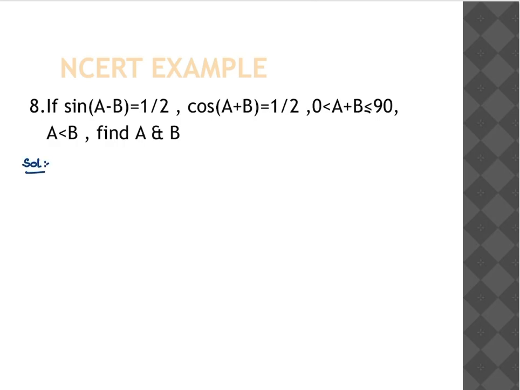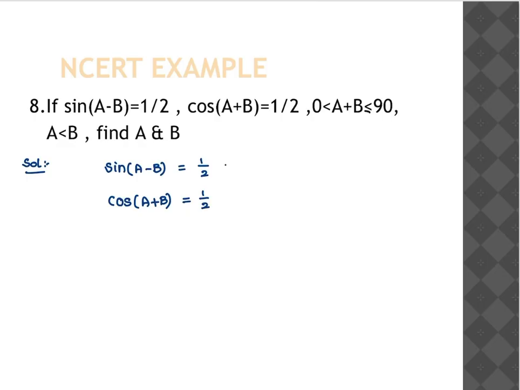So very simple. Here two equations are given. Those are sine of a minus b is equal to 1 by 2, and another one is cos of a plus b is equal to 1 by 2.